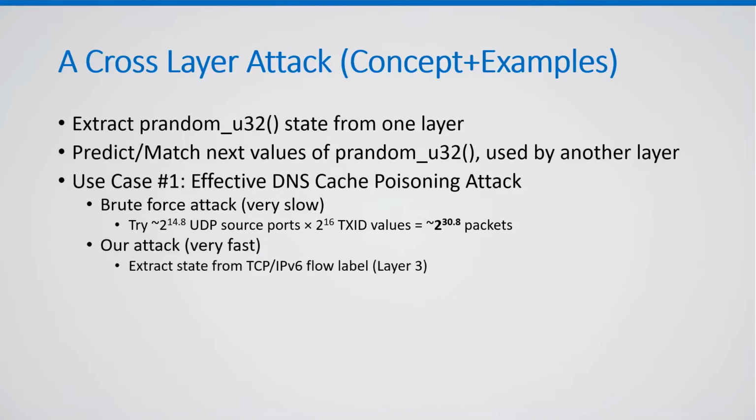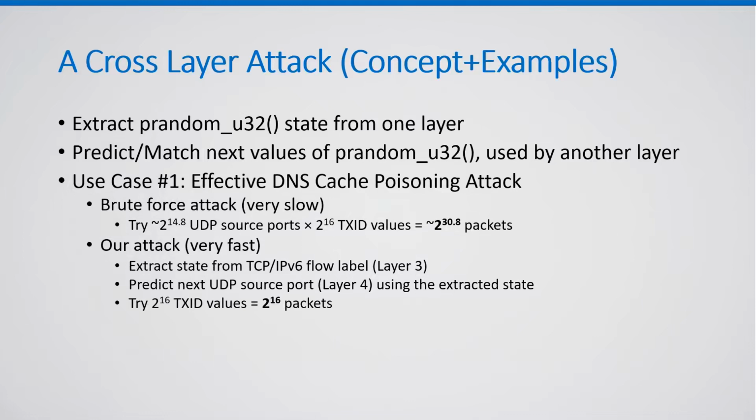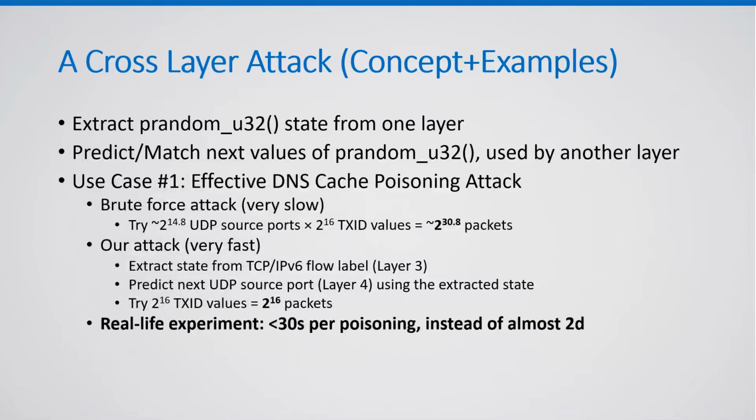With our attack, the attacker extracts the Prandom U32 state from the TCP/IPv6 flow label field at layer 3, and with this state, the attacker can predict the next UDP source port at layer 4, used for the DNS query, so the attacker has to go over only 64K DNS transaction IDs, a total of only 64K packets. This amounts to a huge saving in both attack time and packets used. In a real-life experiment, we demonstrated average time to poison of less than 30 seconds instead of almost 2 days with a brute force attack.